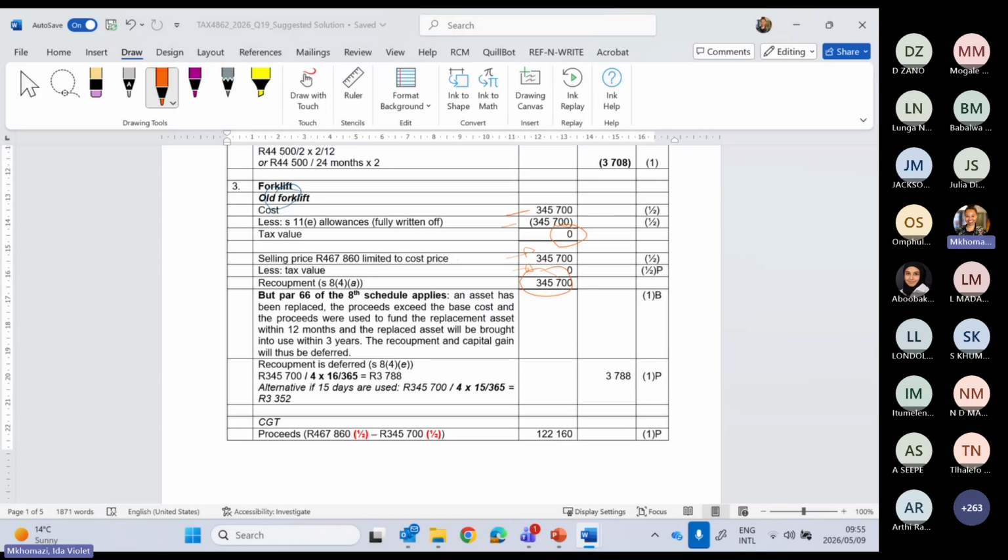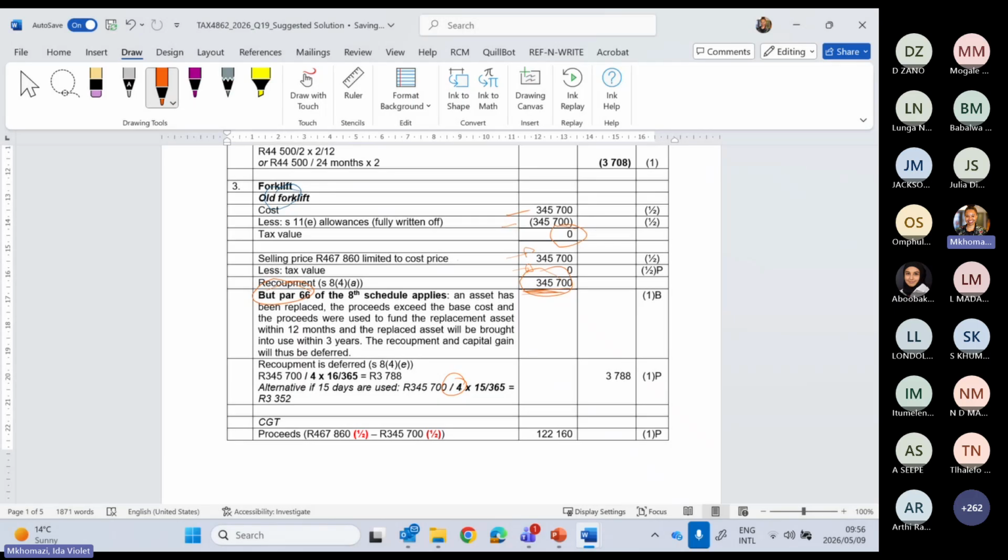The question then is, do you include this full recoupment in your calculation? And the answer to that is no, because we have established that paragraph 66 of the 8th Schedule is applicable. So it means that you are going to defer the recoupment and the capital gain. How do you defer it? You use the same period as the asset that was being replaced. What's that period? On the question, they told us that the write-off period for these trucks is 4 years. So your write-off period is 4 years.